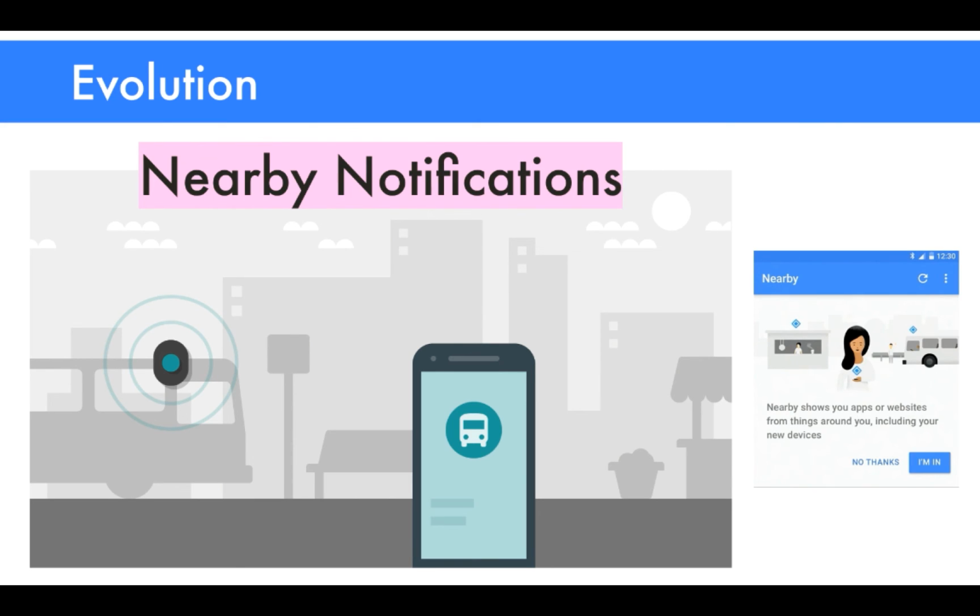And then evolution. As I say, Google announced on Wednesday a third category of Nearby API, and this was Nearby notifications. I don't know if you can read the right-hand side there. It's an opt-in dialogue that I stole from one of their slides that says, Nearby shows you apps or websites from things around you, including your new devices.